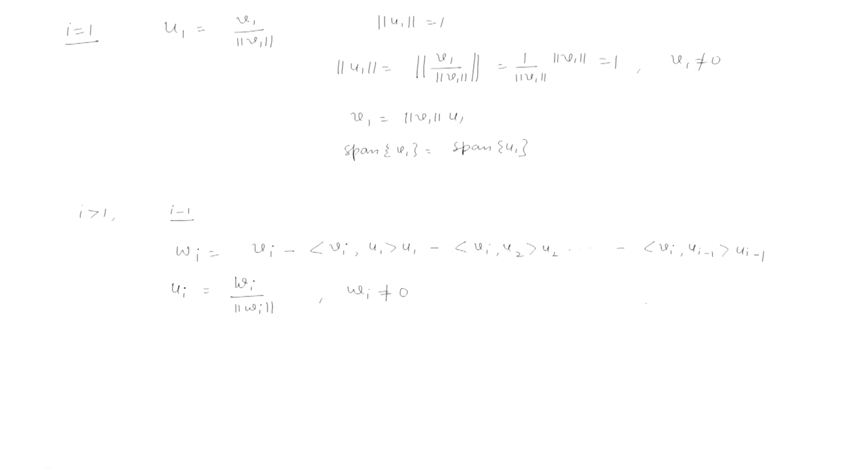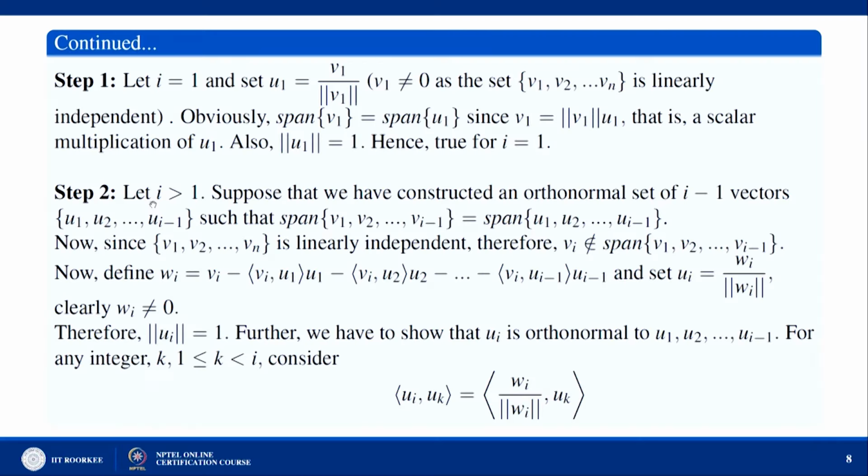Now we have to show that this set is an orthogonal set, an orthonormal set. Basically, we have to show that this Ui is orthogonal to any Up, where p is varying from 1 to i minus 1. The thing is very easy to show, Up or Uk, you can take anything where k is varying from 1 to i minus 1. Now what is Ui here?